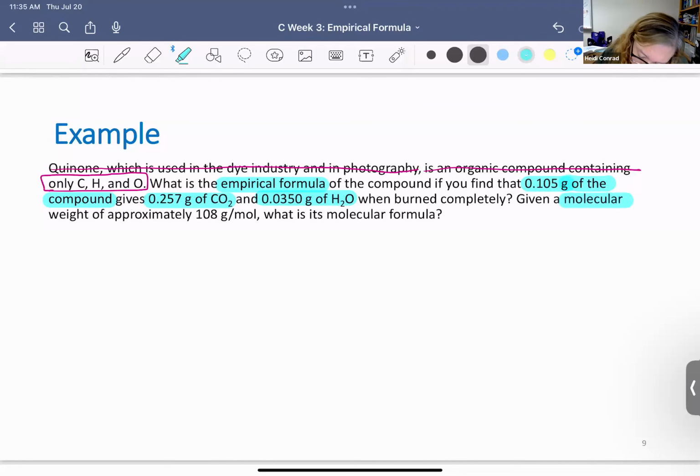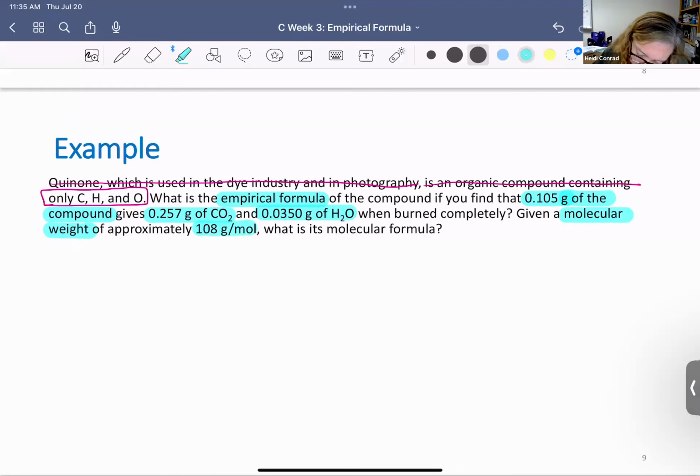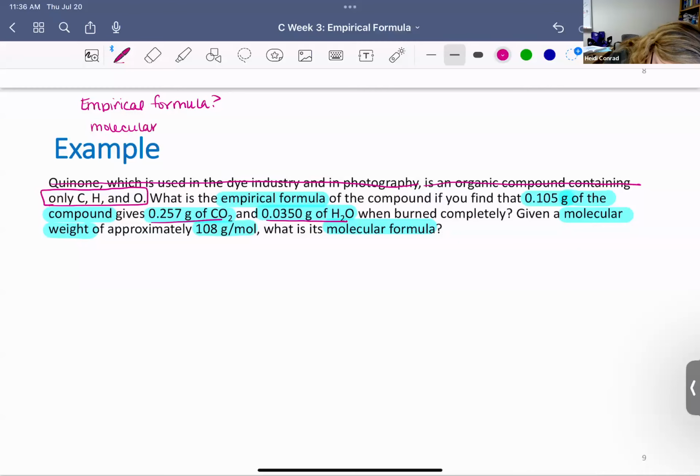Let's see, it's telling you molecular weight, 108 grams per mole, and I want to know molecular formula. So I need to know empirical formula. And I'm told 0.257 grams of CO2, 0.035 grams of water. I need to know molecular formula. And I'm told 108 grams per mole. I know I'm looking for carbons, hydrogens, and oxygens.